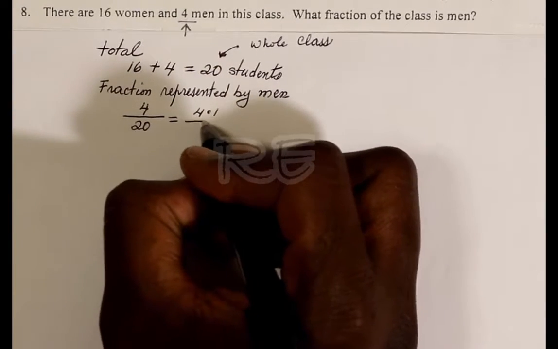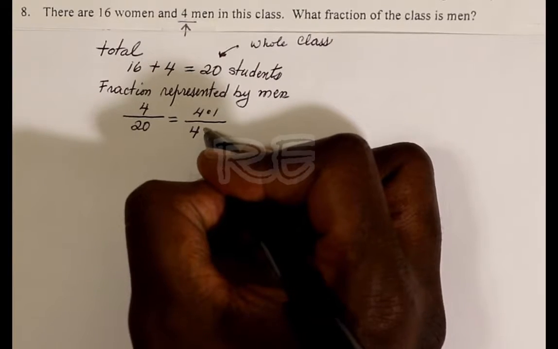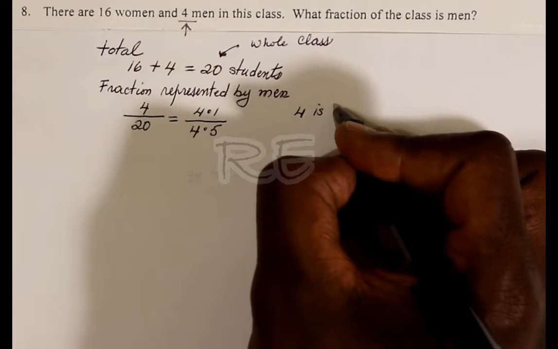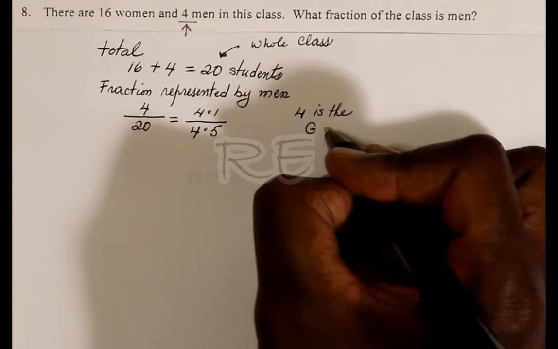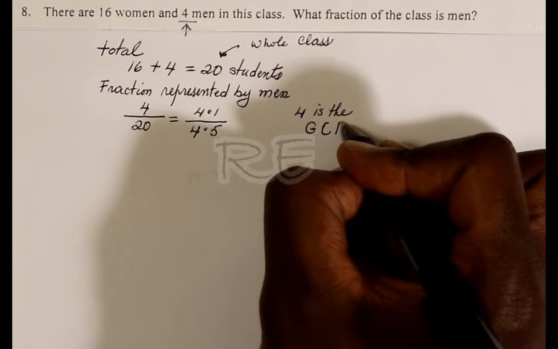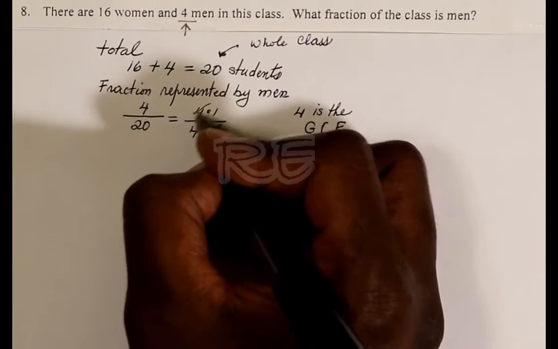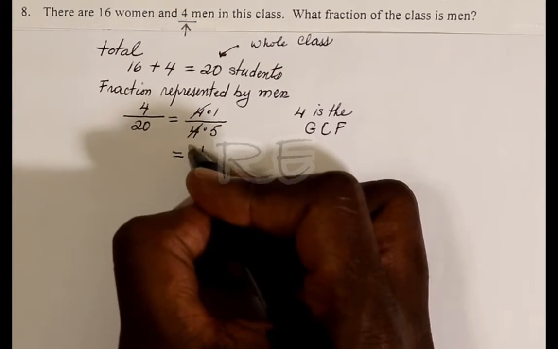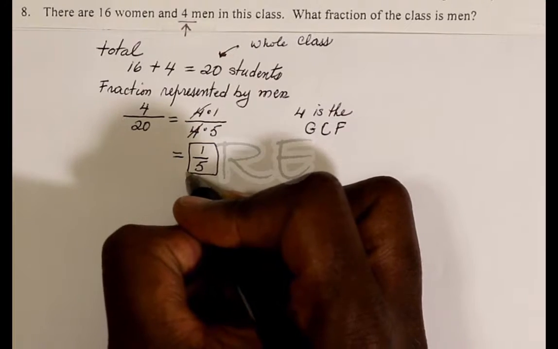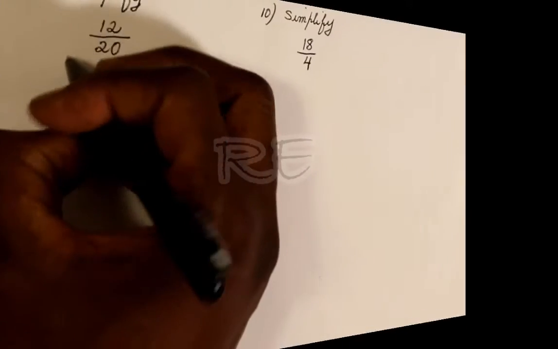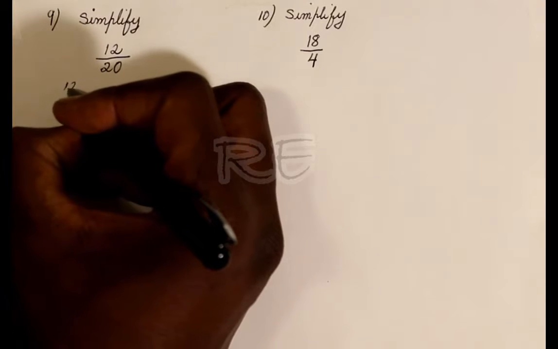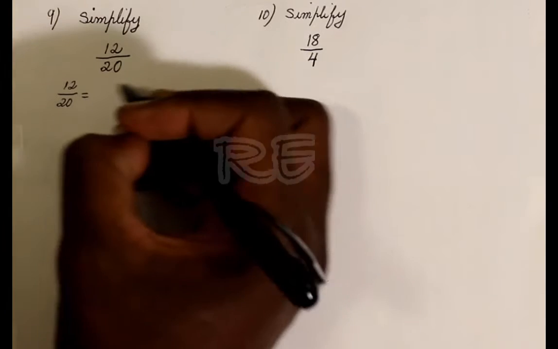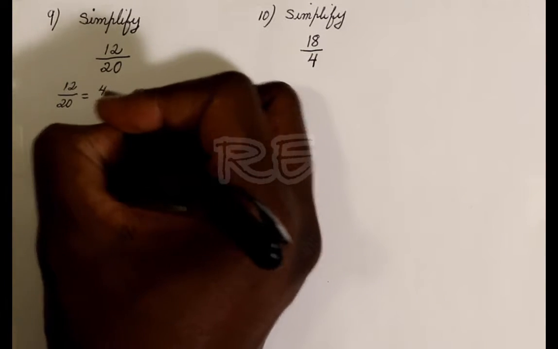Numerator is 4 times 1, and the denominator is 4 times 5. Therefore, 4 is the greatest common factor, the GCF, right? And we can cancel 4, because 4 over 4 is 1. We get 1/5. Simplifying fractions means canceling the greatest common factor of the numerator and the denominator.